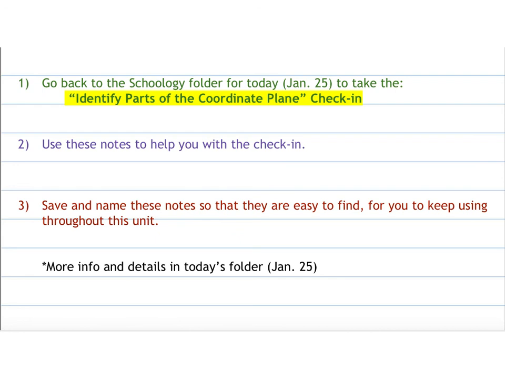Go back to Schoology, look at the folder for today, and there is an identifying parts of the coordinate plane check-in that you need to take. Use these notes as you are taking it to help you. Save and title these notes so that they're easy to find within your Notability.